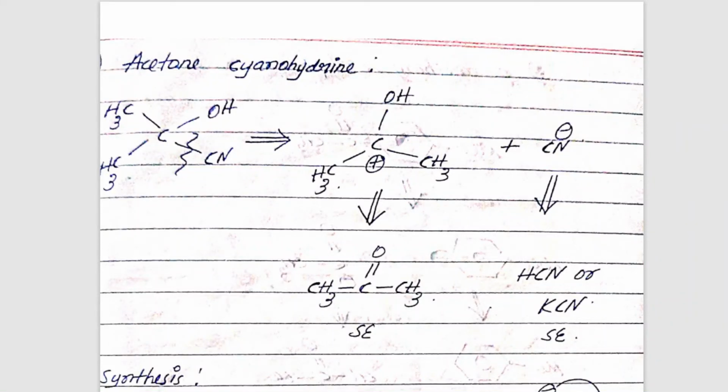So previously we were studying about retrosynthesis of different molecules. So this is a part 2 video of the previous video wherein we will be discussing some other important retrosynthesis of other different molecules. Okay. So the first molecule in this video will be acetone cyanohydrin. So this is the structure of acetone cyanohydrin.